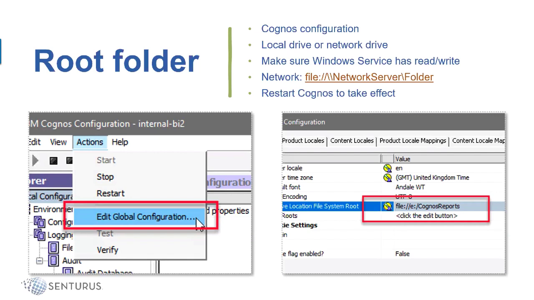A couple things to note: if you're going to use a network drive, you need to make sure that the Windows service account that's running Cognos also has read-write capabilities to that folder. So Cognos needs to be able to access it and also be able to write and create content in that folder. And then finally, the last step is, once you've got that in and it's connected, restart Cognos for that to actually take place.